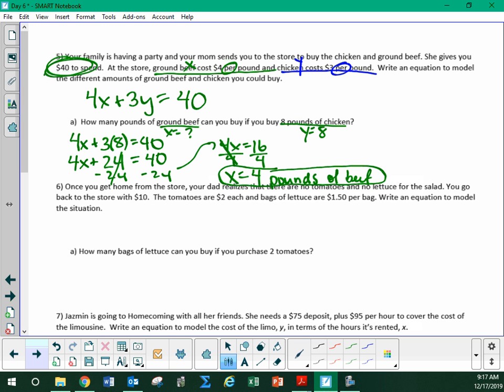But again, the next one's talking about tomatoes, and I can't buy half of a tomato. I don't think I've ever seen a tomato sliced in half. So again, just think about what the number represents. Can I have that in partial pounds?